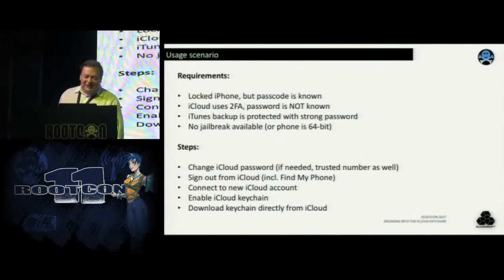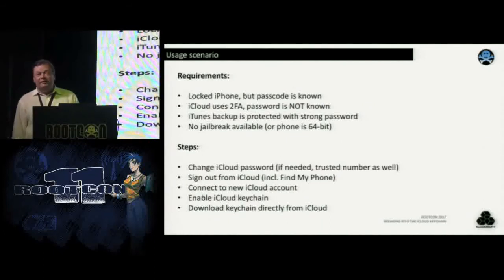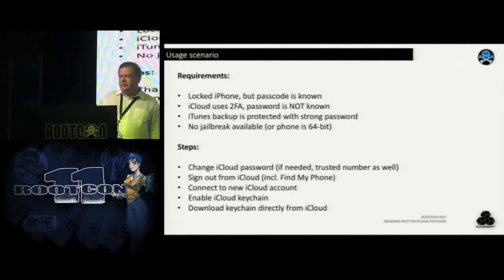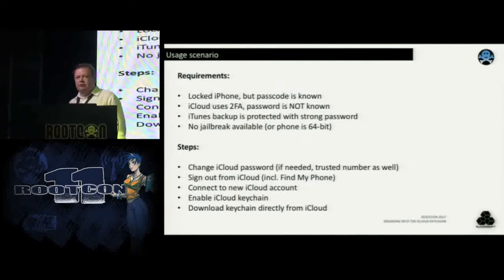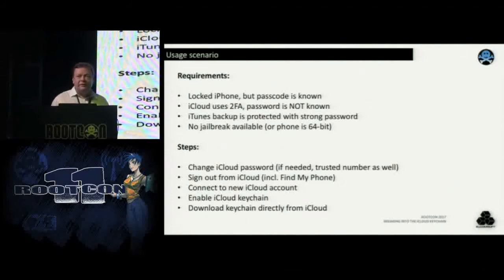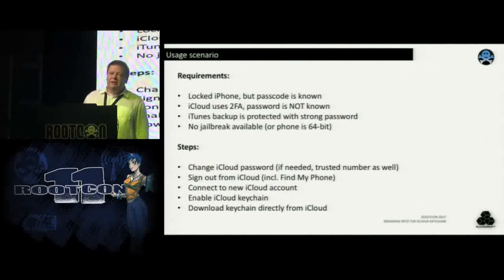iCloud uses two-factor authentication, and the password to the iCloud account is known, and the iTunes backup is protected with a very strong password and runs iOS 10.2 or later, including iOS 11, and there is no chance to break it, and no jailbreak is available. So what are the steps to receive all the passwords and authentication tokens and the credit card numbers, and so access to all the mails, Gmail, and whatever else, and to social networks and so on.